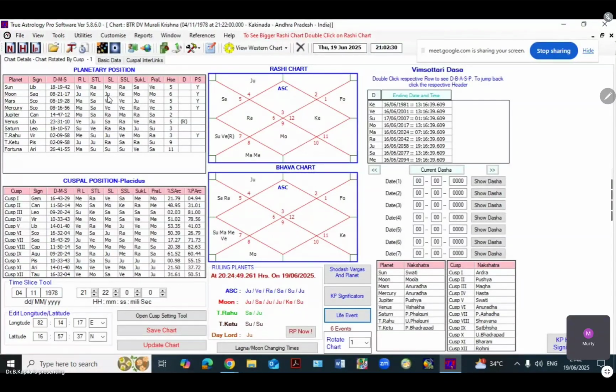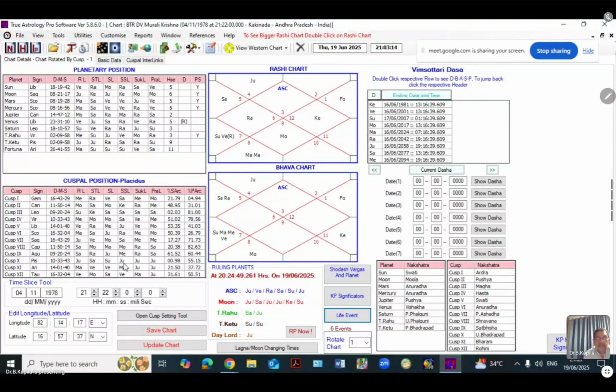Star lord is Ketu. Ketu is not there in 1. Ketu is not there in 7. Ketu is not there in 10. It means Ketu is not qualifying. Ketu can be substituted with Jupiter, because in planetary positions, if Rahu or Ketu appear, we can substitute them with their representative planets. So Ketu will be substituted with Jupiter. If you look at Jupiter, Jupiter is appearing in 7.